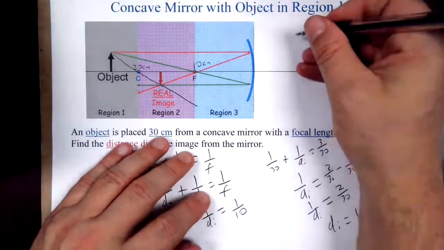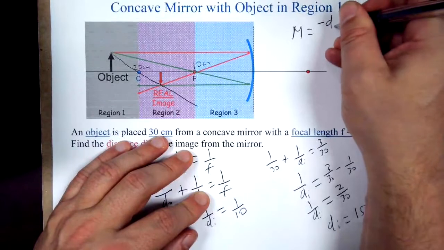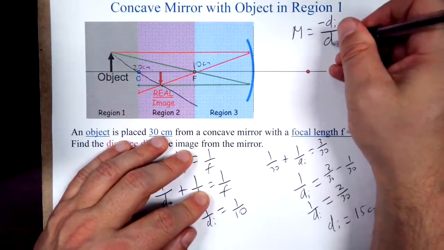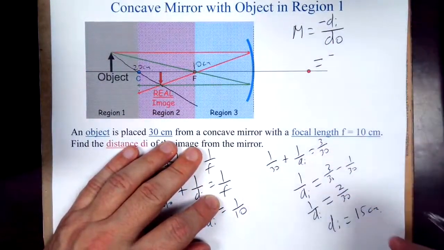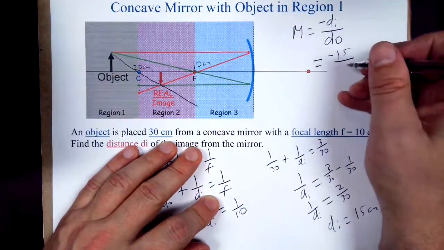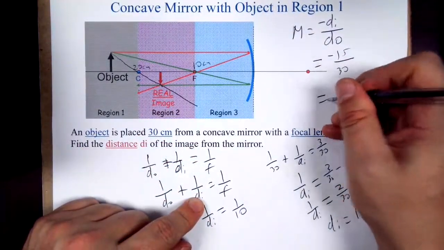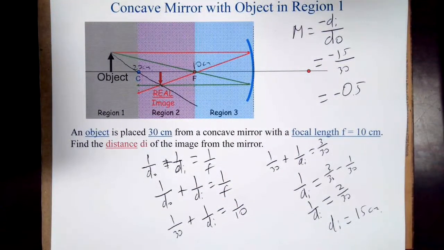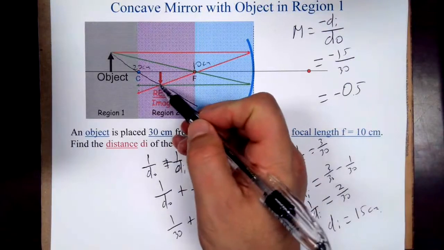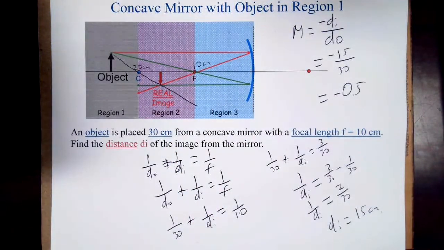So I haven't left myself a lot of room here, but if I want to do the magnification, that is the negative of the distance of the image divided by the distance to the object. So that is equal to negative 15 over 30, which means the magnification is negative 0.5. The fact that it's negative tells us it's inverted, and the fact that its magnitude is 0.5 tells us that the image has half the height of the original object. The negative means it's upside down. It doesn't mean that it's smaller. So that checks out. Our image is inverted in our ray tracing, so it looks like we've solved this problem correctly.